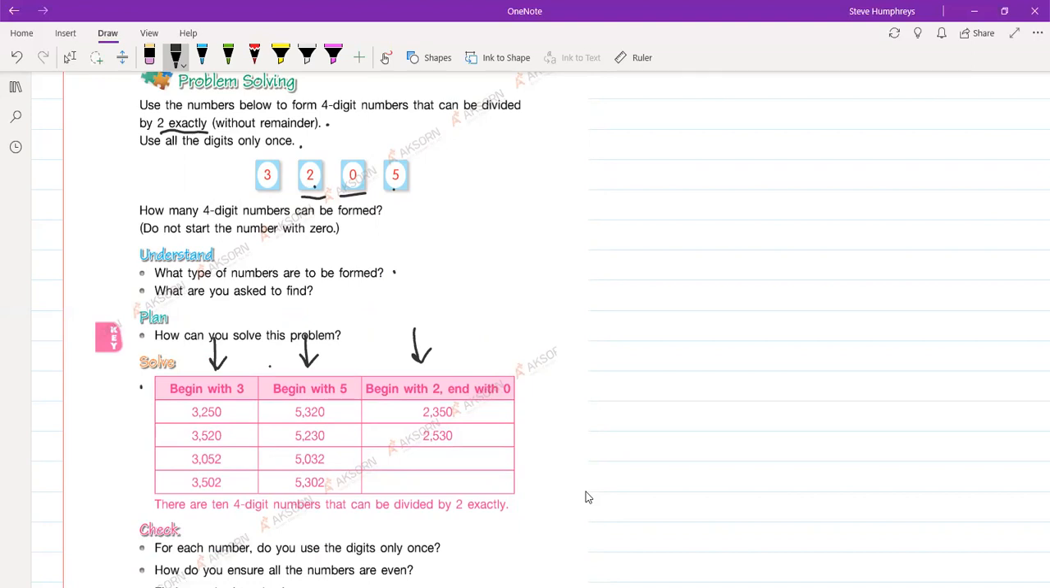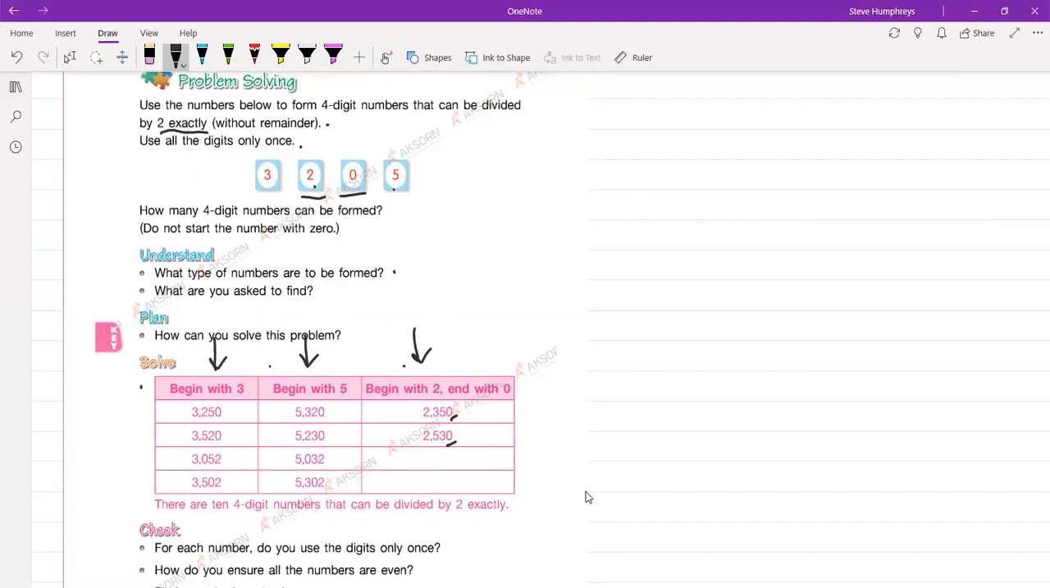Numbers that begin with 5. These are all the different possibilities. And numbers that begin with 2. If they begin with 2, they must end with 0. Okay? There's 2 of those. You can't begin with 0 and end with 2.